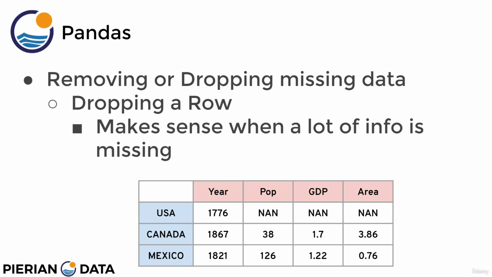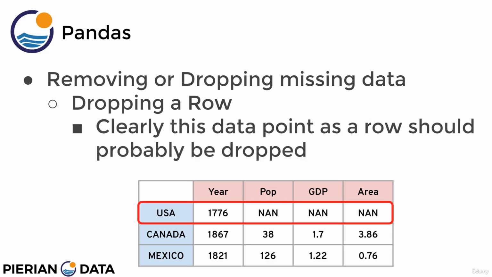So here, it makes sense to drop the row for USA because we're missing a lot of information just for that row. The downside is we are losing what could be a potentially valid data point, but in this case, there's not really any predictive information here because most of it was missing to begin with. So we should probably just remove USA because clearly this data point as a row should be dropped. It doesn't have any useful information in it.